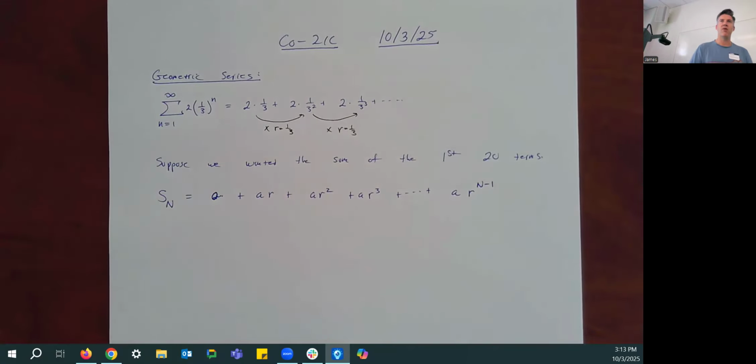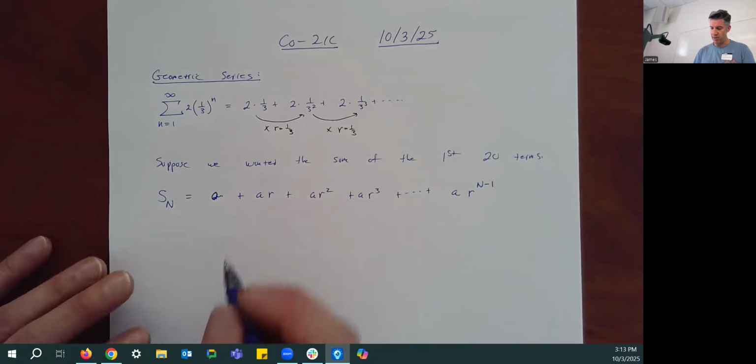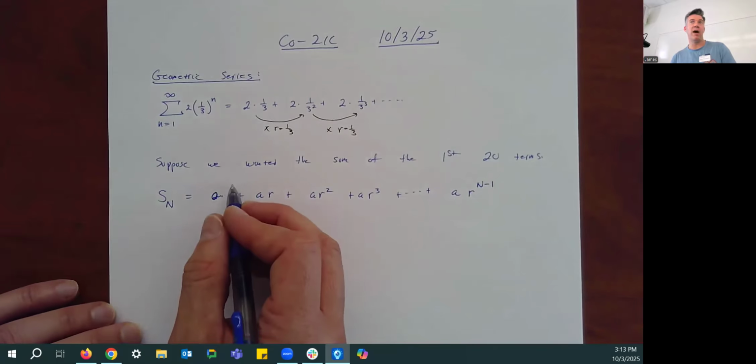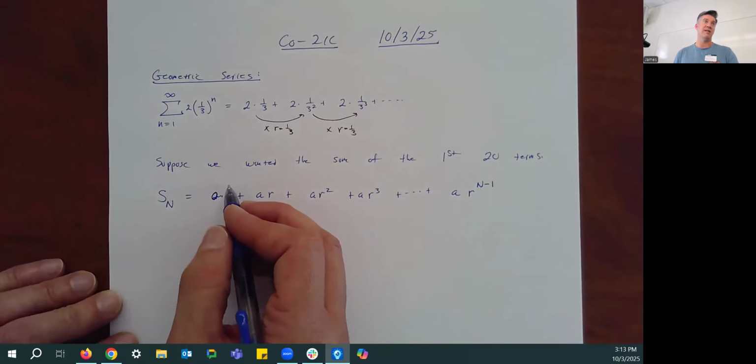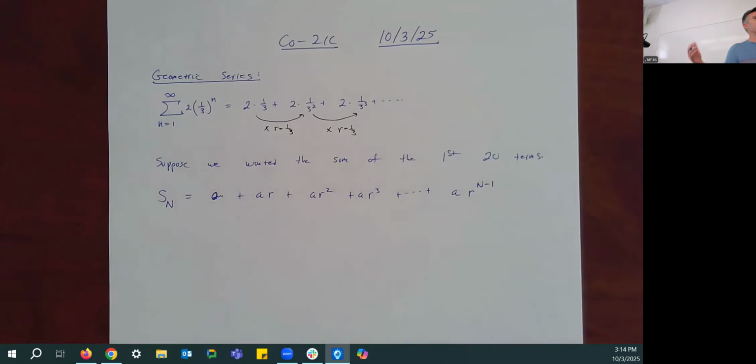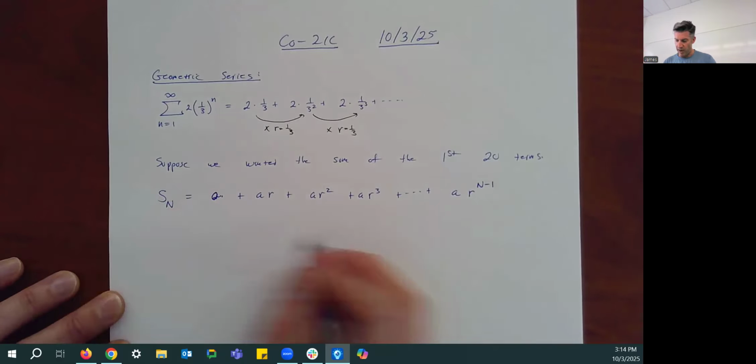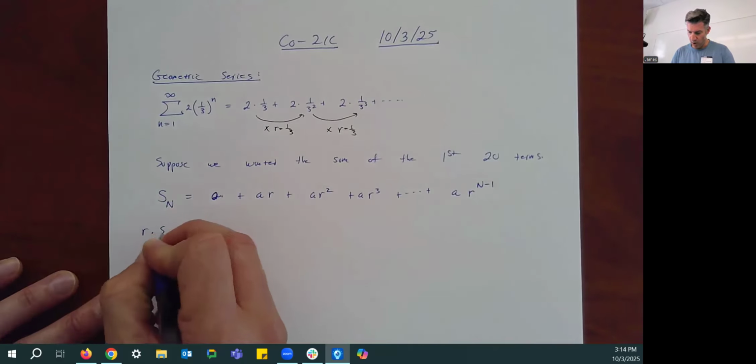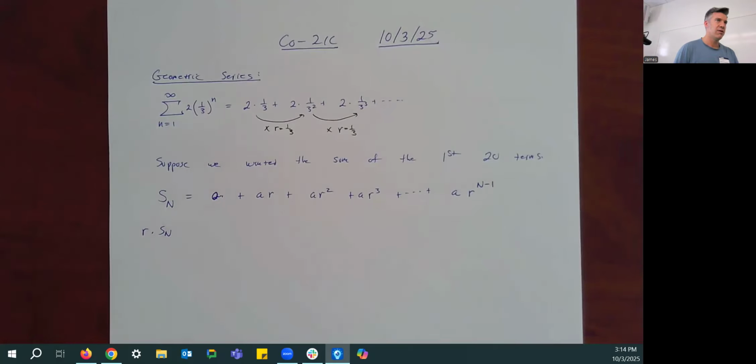I always find that kind of annoying, but right, if we're starting at r to the 0th power and you want n terms, you have to end at the n minus 1 term. If you want the first 20 terms, you're going to go either from 1 to 20 or from 0 to 19. That's why we need n minus 1. And then we're going to multiply this whole thing by r. Why? Because we're doing the thing that's going to get us what we want to see.